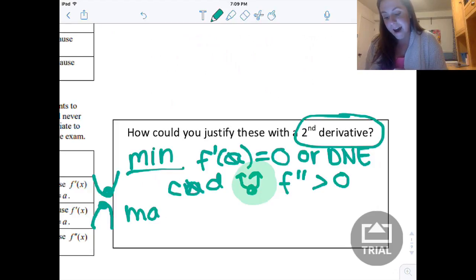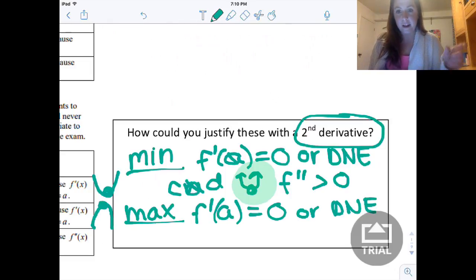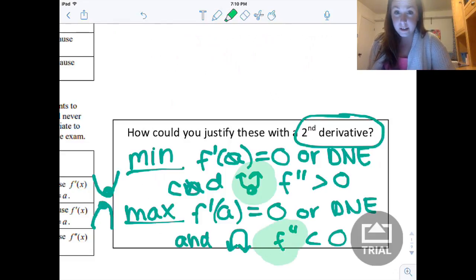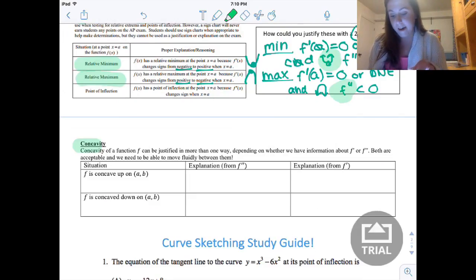There will be a maximum. I can tell the same way. I need there to be a critical value, which means either the derivative equals 0 or the derivative does not exist. Both are candidates. And there is a concave down interval there, so we would say f double prime is less than 0. So that's what I'm working with right here. f double prime greater than 0, concave up, means it's a min. f double prime less than 0, concave down, means it's a max. And so that ties into concavity pretty well.